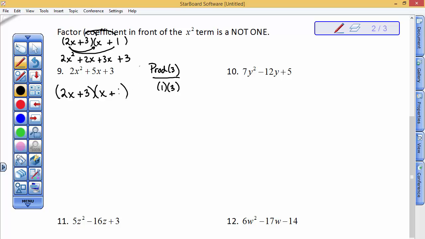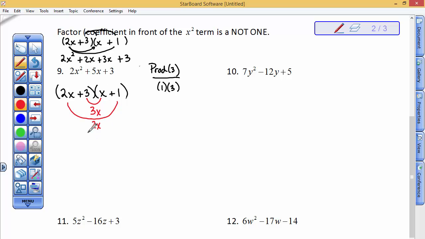I'm sorry. And what I do is I just check what I call the smiles. So this right here is a 3x, and that right here is a 2x. And if those inside and outside do add to be the 5x, I know I have found the correct factorization.